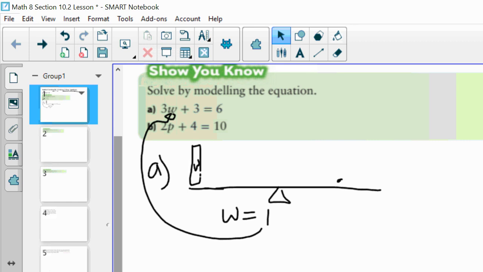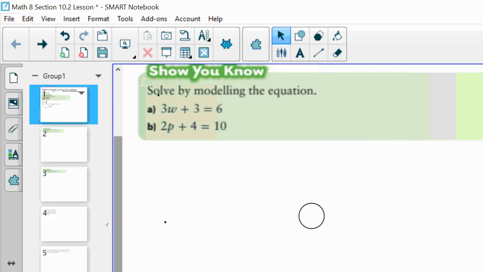So I can put that into my equation for W. Now I'm using normal order of operations to check this. 3 times 1 is 3, plus 3 is equal to 6. So my left side is equal to 6, my right side is equal to 6. Therefore, W must be equal to 1. Okay? Okay, let's do B quickly here.